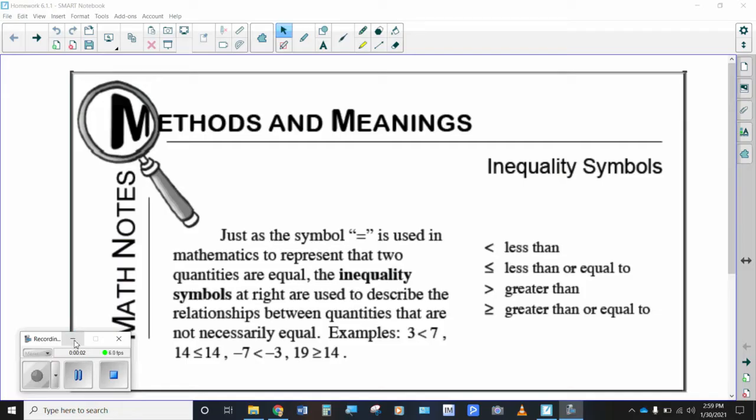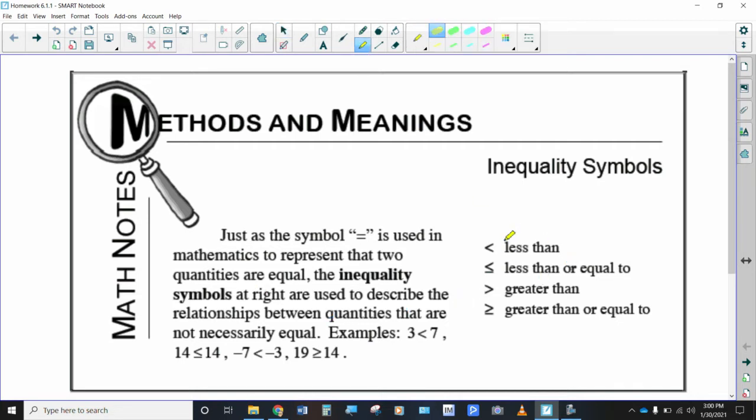Alrighty, let's take a look at our homework for lesson 6.1.1. First, we're going to start off with our methods and meanings for inequality symbols. So we've learned these in the past, but it's always a good idea to refresh our memory, and I would highly recommend that you take the time to copy down each one of these symbols and the words that are associated with their meaning.